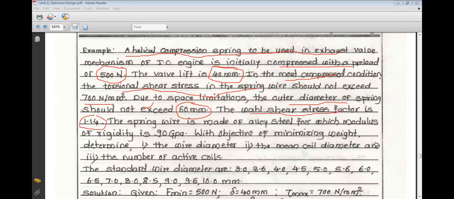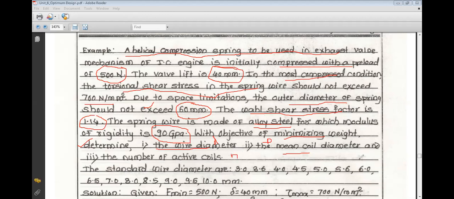The spring wire is made up of alloy steel, which has a modulus of rigidity given as 90 gigapascal, that is 90 into 10 raised to 9 Pascal. The objective is to minimize the weight. In this problem we have to determine the wire diameter small d, the mean coil diameter capital D, and the number of active coils, that is the value of N.